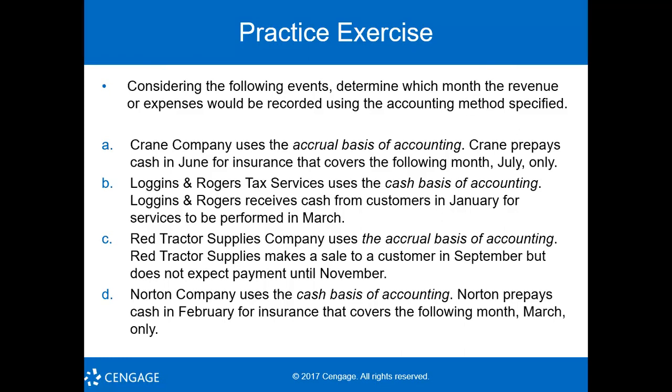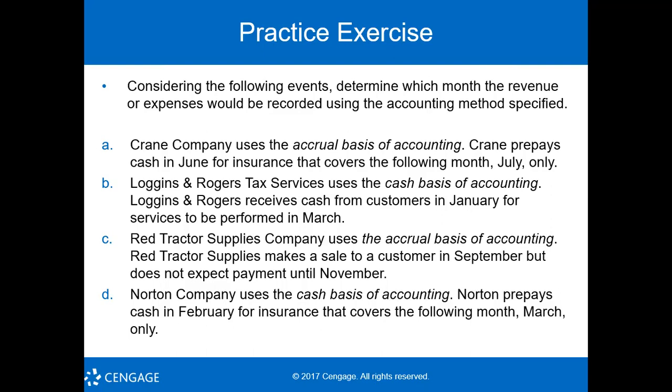Loggins and Rogers receives cash from customers in January for services to be performed in March. So since this is the cash basis of accounting, when we receive this cash, we would record the revenue. So we would debit cash, credit revenue. If we were using the accrual basis here for letter B, then we would debit cash, credit unearned revenue. And then that unearned revenue adjusting entry would be done in March.